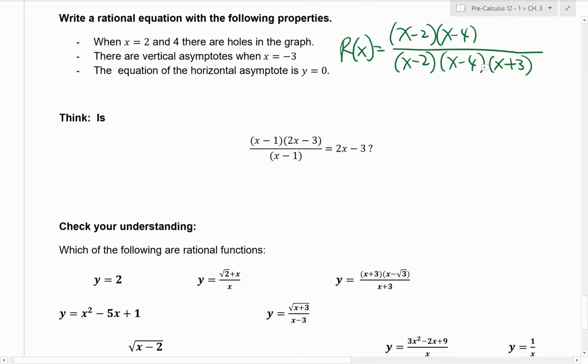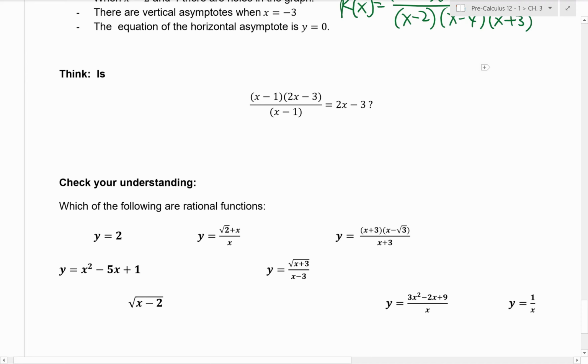All right, so finally, actually not finally yet. We have 2 more things to do. This one, it says, is x minus 1 times 2x minus 3 divided by x minus 1 the same as 2x minus 3? The answer is no. Okay, they are not exactly the same. They are almost the same, but not the same.